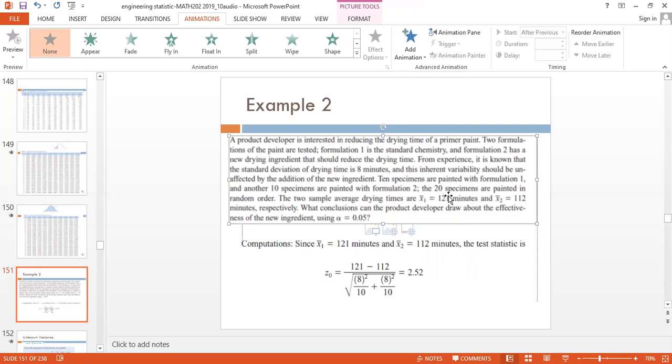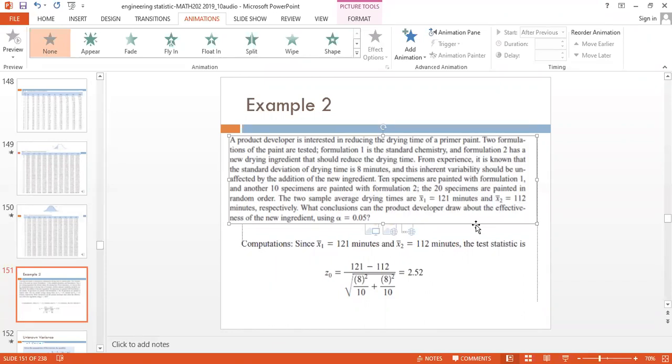10 specimens were painted with Formulation 1 and another 10 specimens painted with Formulation 2. The 20 specimens are painted in random order. The two sample averages are what? For population 1, it is 121, and for population 2 it is 112. What conclusions can the product developer draw about the effectiveness of the new ingredient?